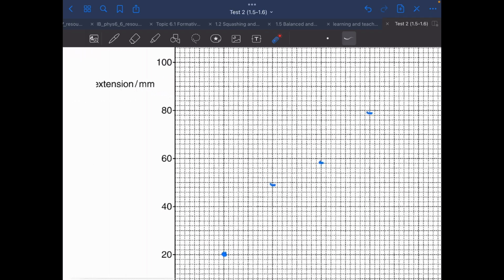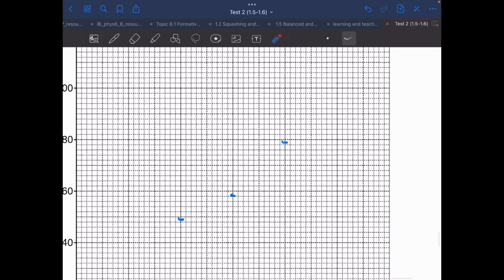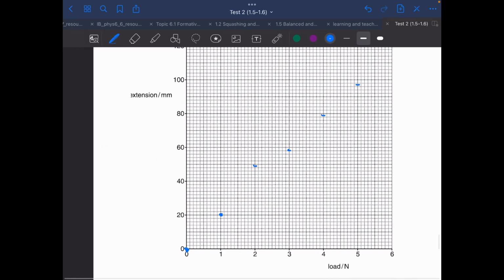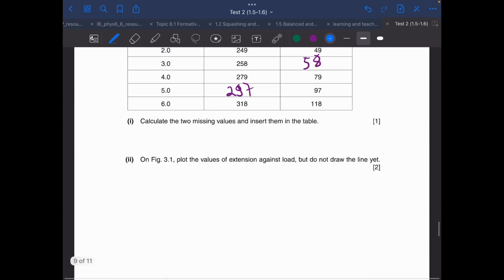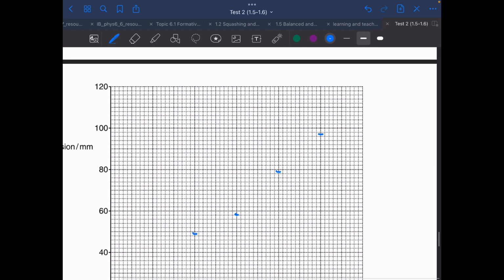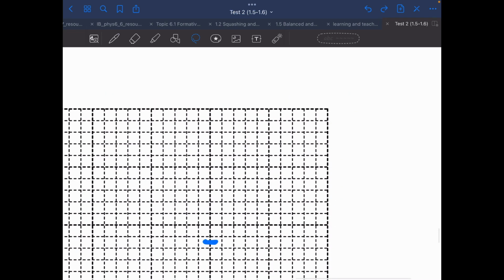Okay, for 4. So no, not for 4, for 5. So it's going to be 597. I believe it's here. Yeah, and 6. What was it? 118. That shouldn't be too hard. That should just be this one. Mizumi, so you can mark a little better. Should be this one here.